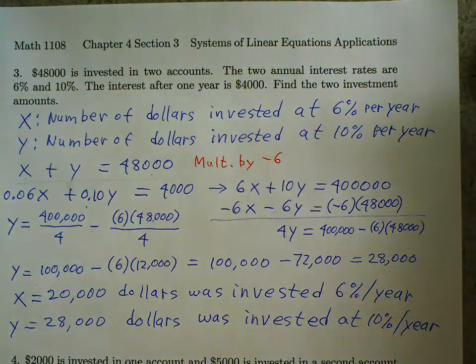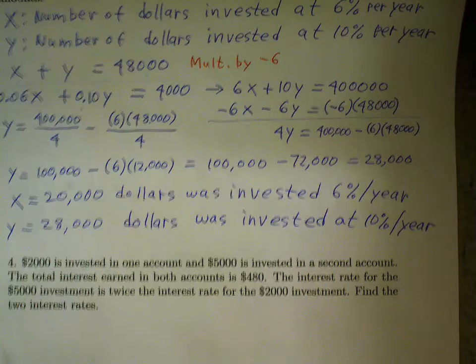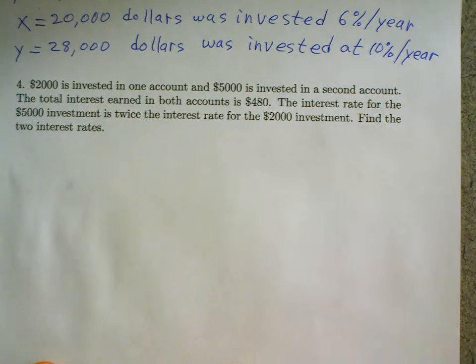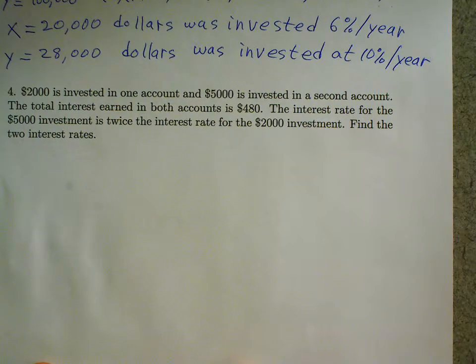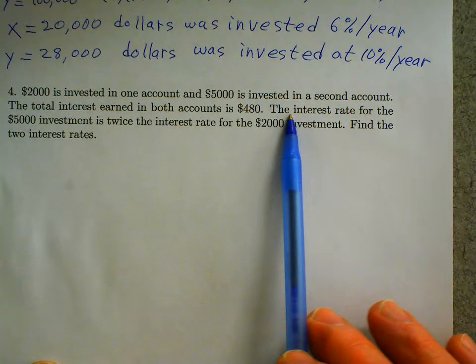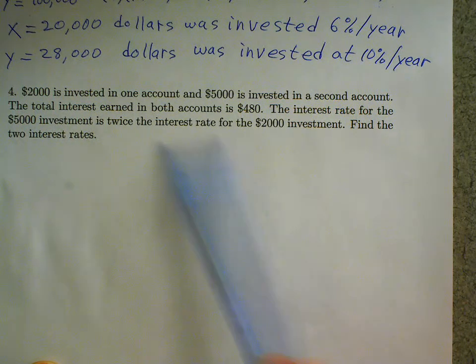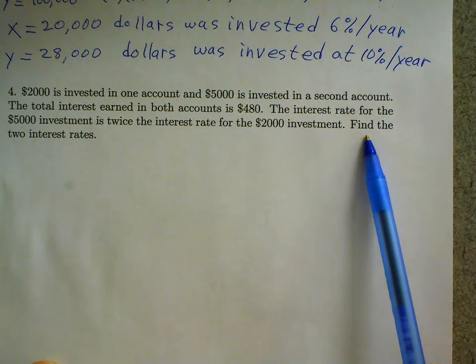Okay, number 4 is another investment problem. $2,000 is invested in one account, and $5,000 is invested in a second account. The total interest earned in both accounts is $480. The interest rate for the $5,000 investment is twice the interest rate for the $2,000 investment. Find the two interest rates.